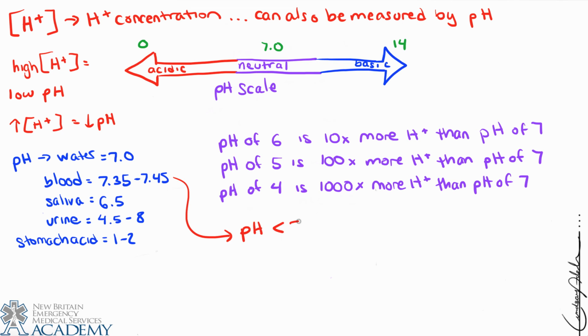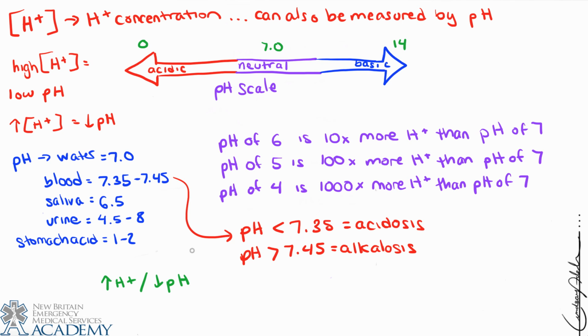A pH that's less than 7.35 in the blood is actually called acidosis, and a pH that is greater than 7.45 is called alkalosis. And as we progress into more physiology, we'll talk about the reasons why acidosis or alkalosis might develop. And the general categories of disease are respiratory and metabolic. So we're going to follow up with that and talk a lot about those types of diseases.